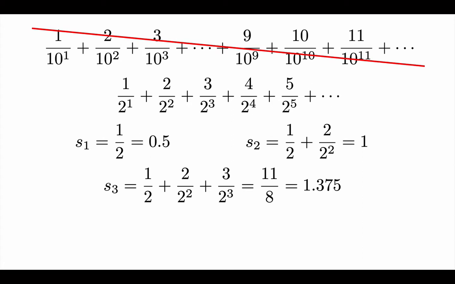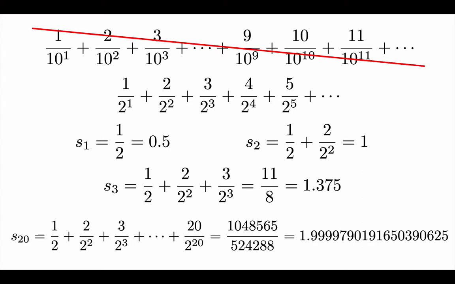So we're going to look at a large number of terms, not too large. The sum of the first 20 terms turns out to be 1,048,565 divided by 524,288, which as a decimal is 1.999979 and so on. The first 4 digits after the decimal point are all 9s.